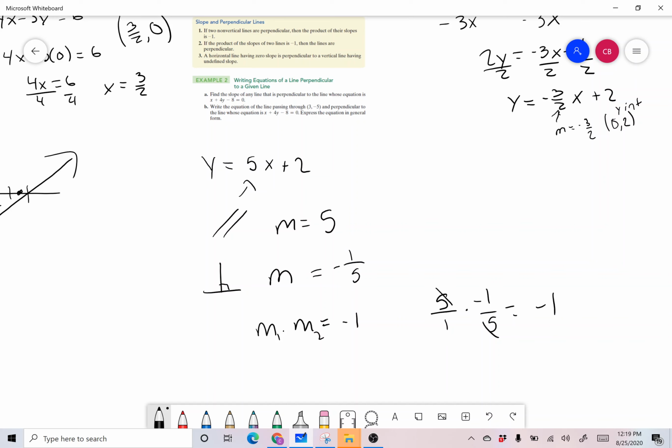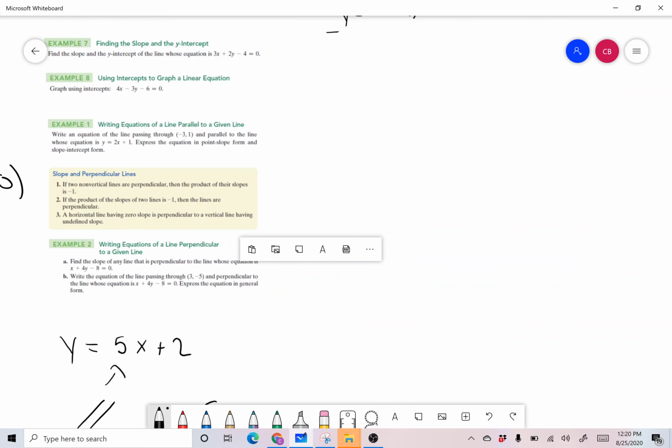So let's go ahead and look at a couple of these problems real quick. And the first one we see is write an equation of a line passing through this point, parallel to a line whose equation is that, in point-slope form and slope-intercept form. Okay, so we can do either. All right, so let's do the first one. So we want it to pass through (-3, 1), and want it to be parallel to y = 2x + 1. So remember, parallel to that is going to be when m is 2.